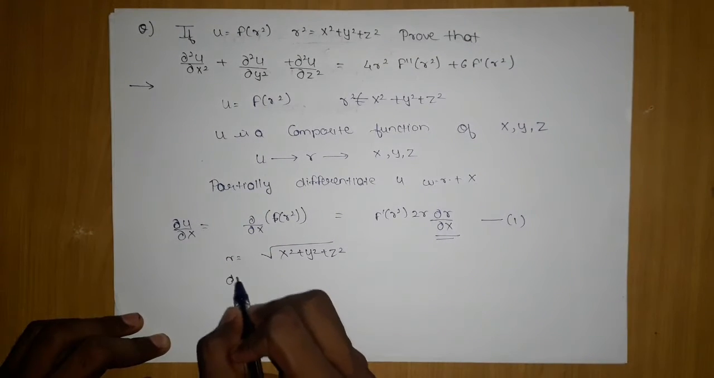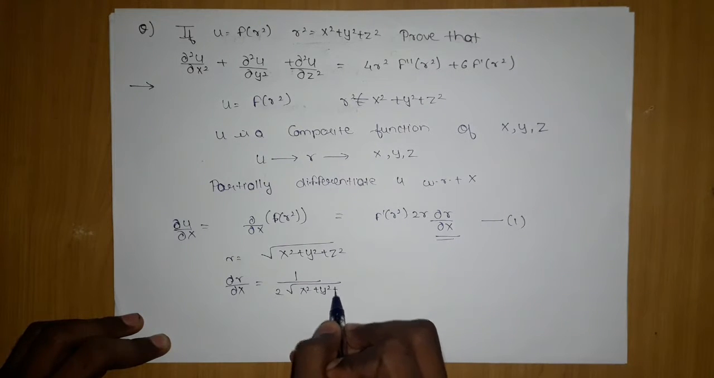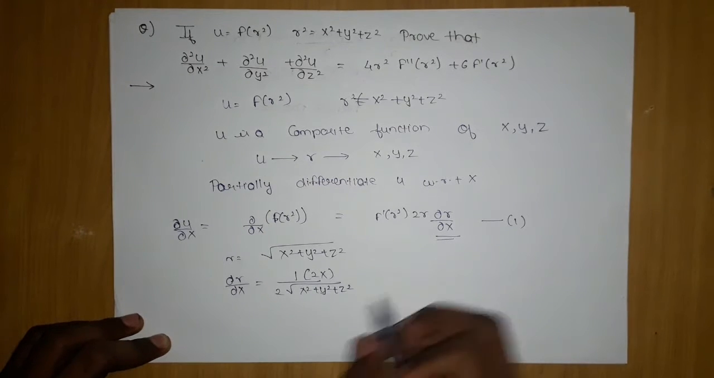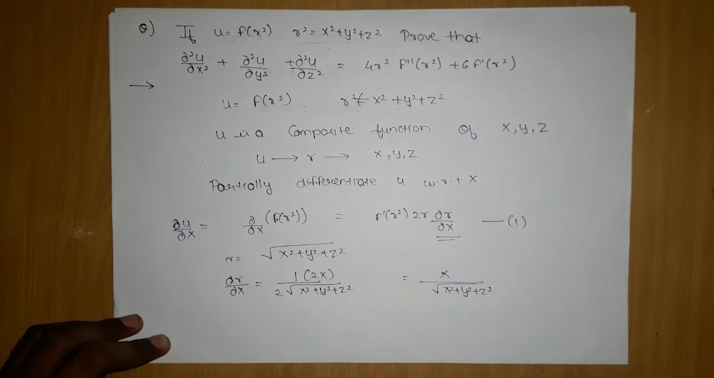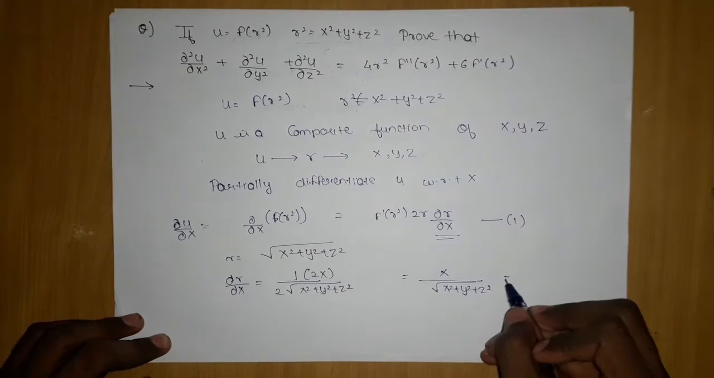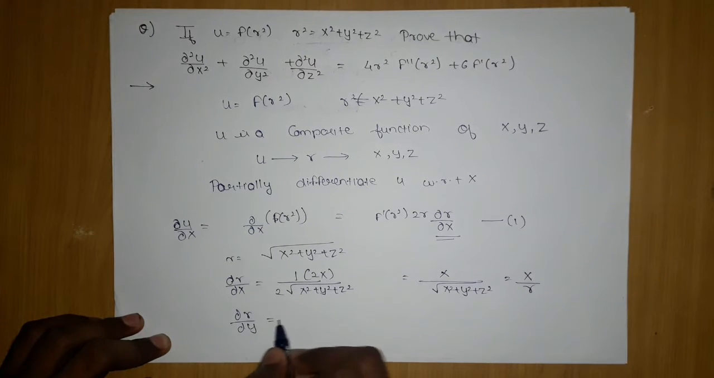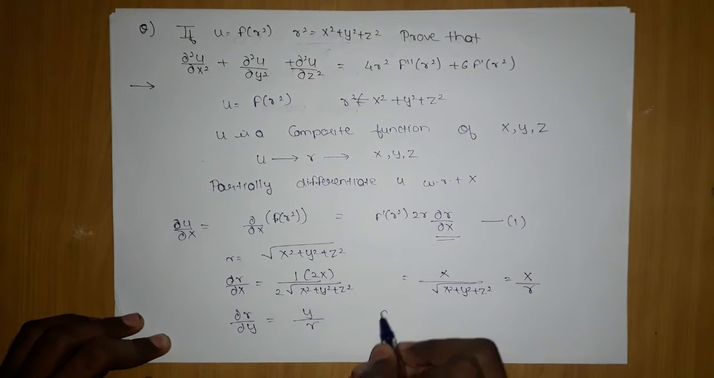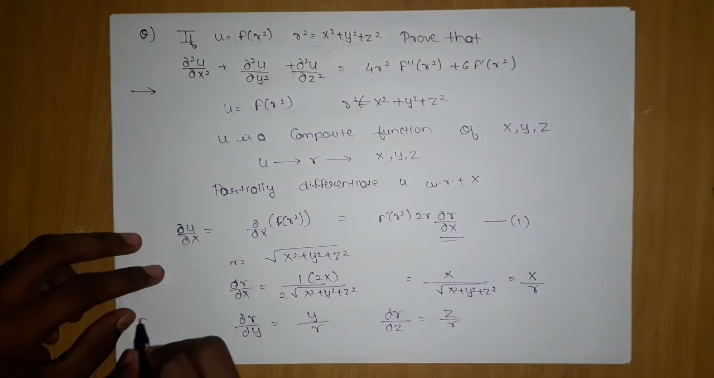So dr by dx will be what? 1 by twice under root x square plus y square plus z square, and by chain rule here it will be 2x. Then after differentiation it will be x by under root x square plus y square plus z square. Now we can call this r, so this will become x by r. Further on, since this function is symmetric, similar will be true for dr by dy and dr by dz. So dr by dy equals y by r, and dr by dz will be z by r.